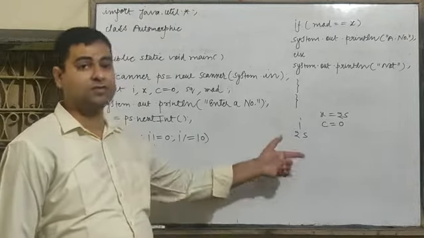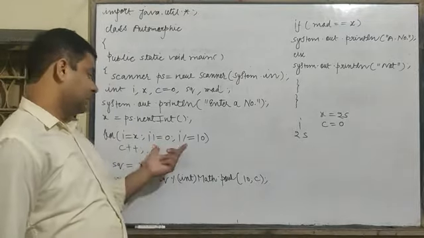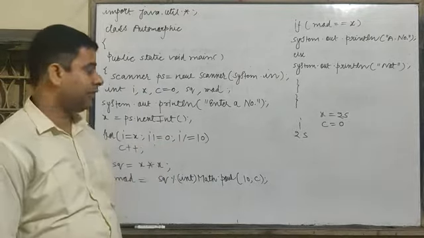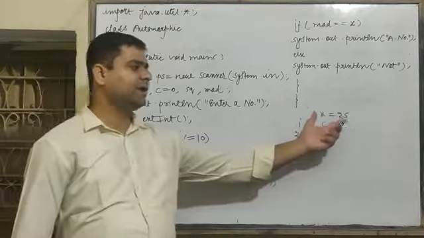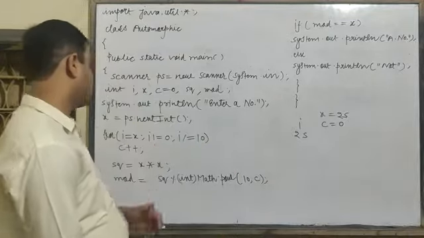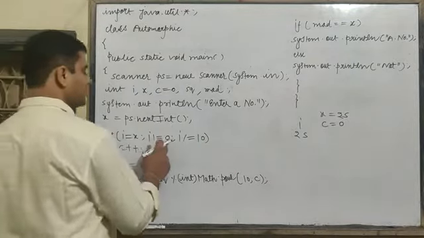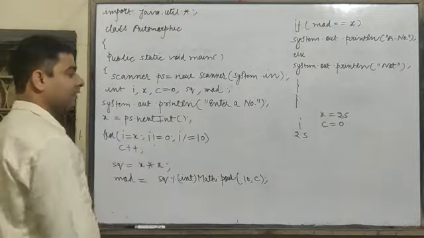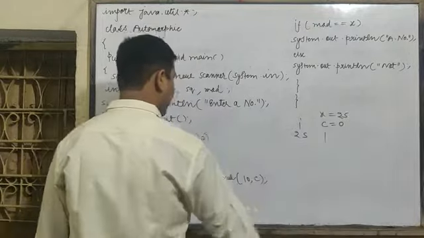Again, I am going to explain how this loop counts the digits. i equals x. For example, x is 25. So i equals x, so i will be 25. Not equal to 0, yes. When it comes inside the loop, it will increase the value of c by 1, so c will be 1.